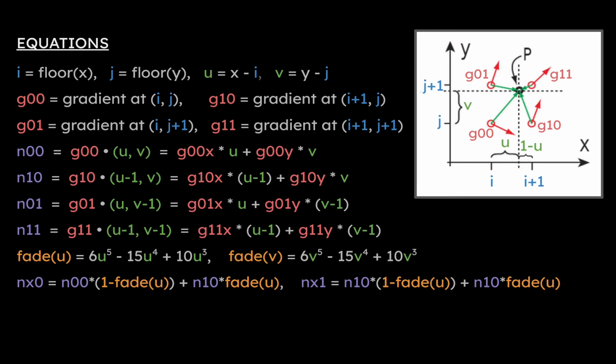We can do a similar thing that we did with the fade of u, but with the fade of v instead, because v is how far up or down the point is in the cell. And this will finally give us the value of our desired point.